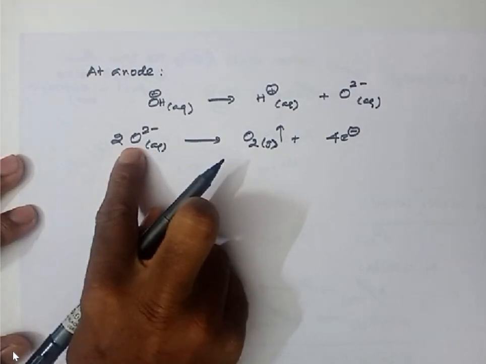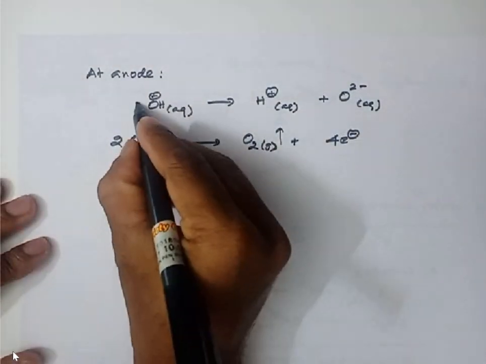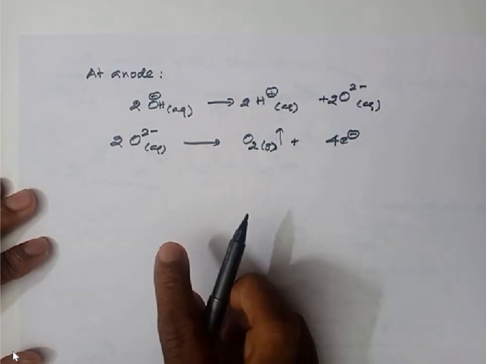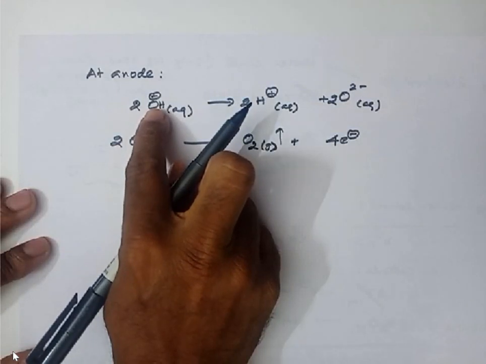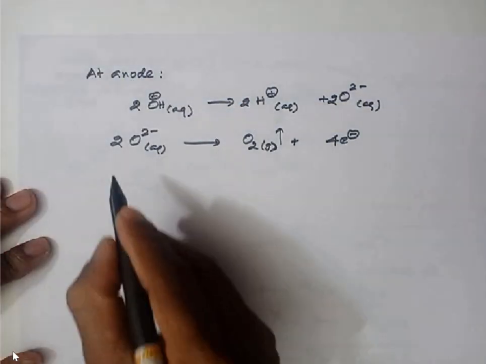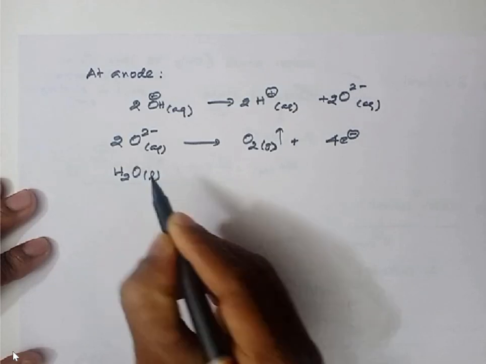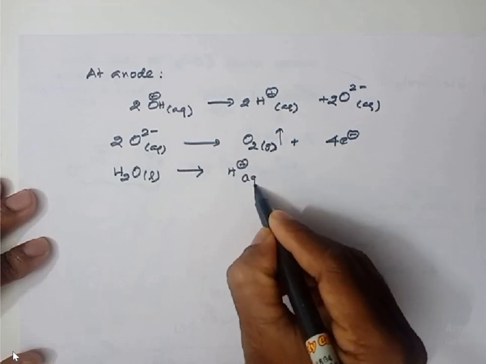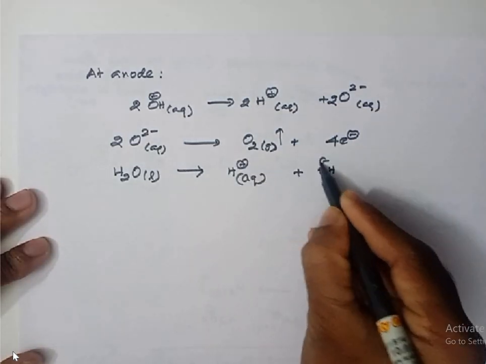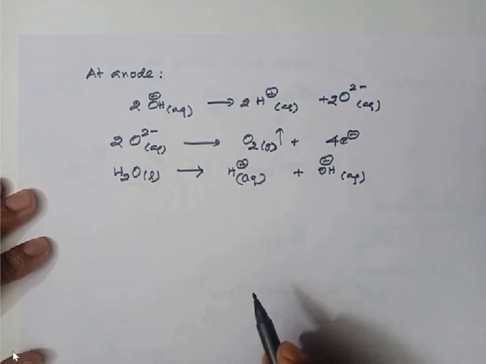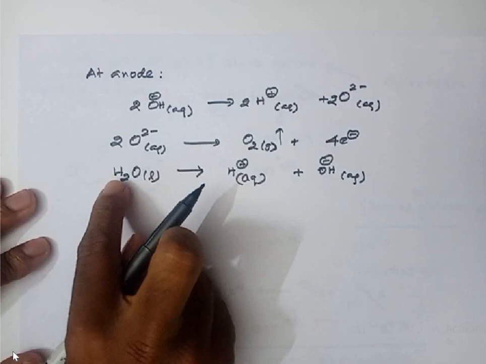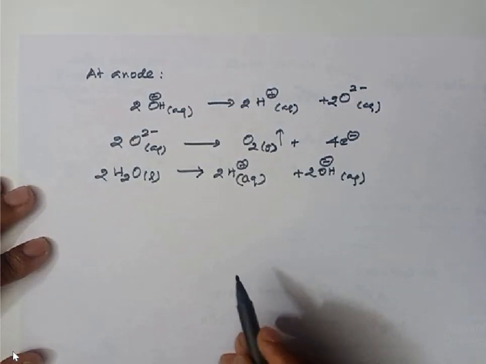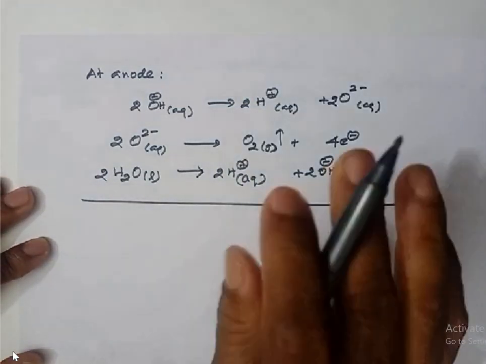Okay, so to get 2 O2 minus, we have to multiply the first reaction by 2 throughout. Right? Then this OH minus comes from the self-ionization of water. So I'll include the self-ionization of water here: H2O liquid ionizes to give H plus in aqueous medium and OH minus ion in aqueous medium. Right? And here we have 2 OH minus, so I'm going to multiply this reaction throughout by 2. Now I'm going to sum these up to get the overall reaction.